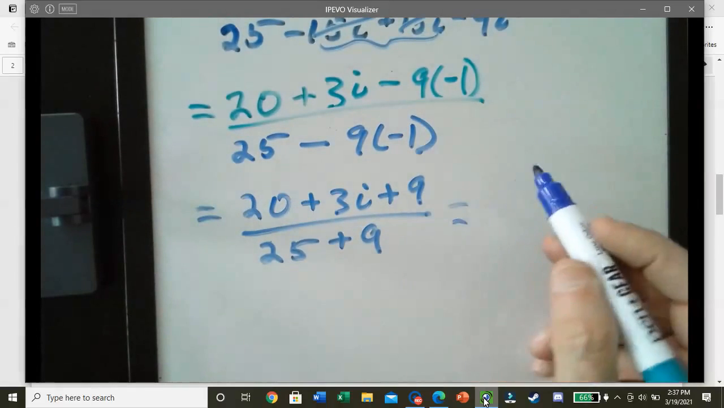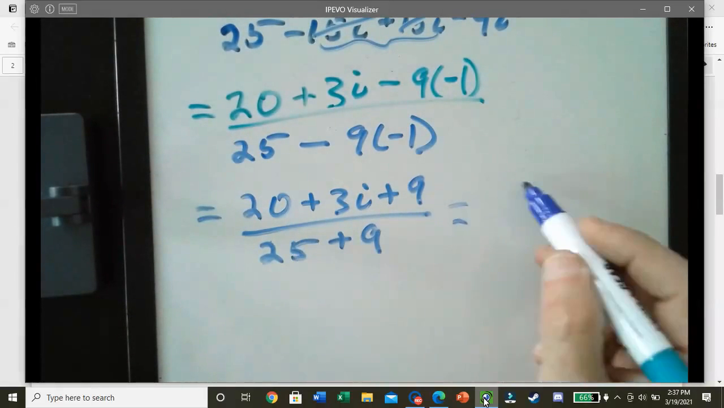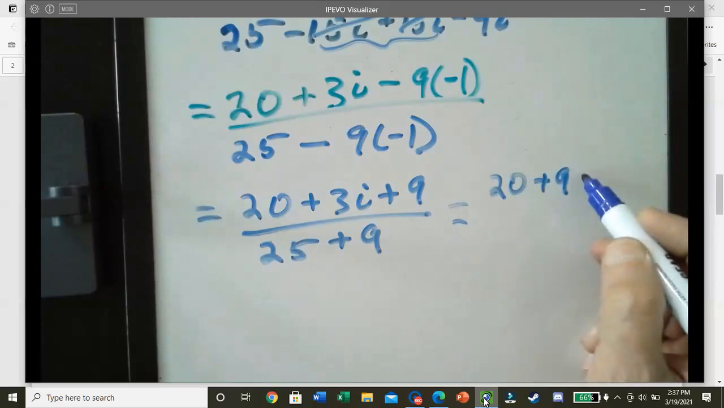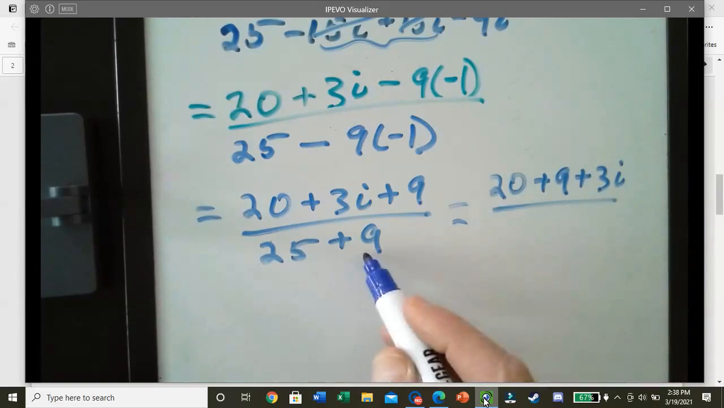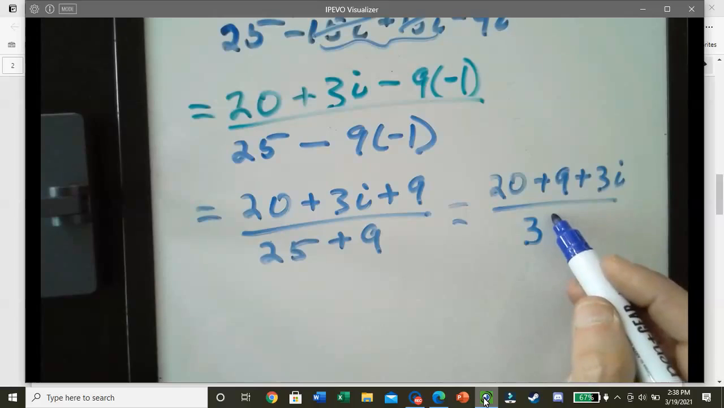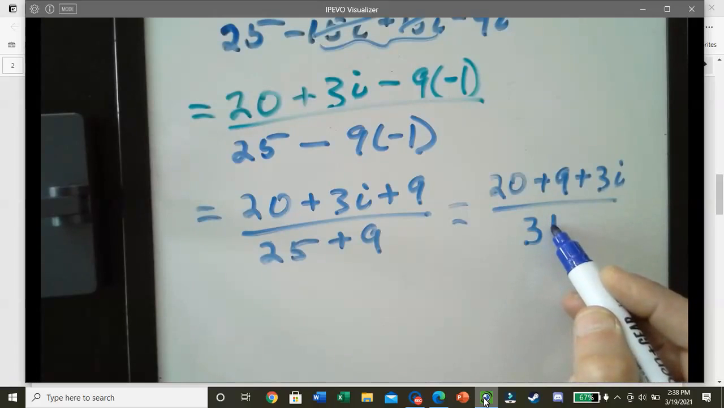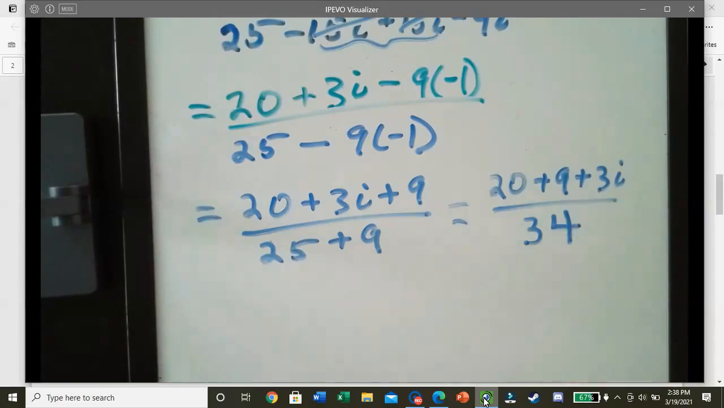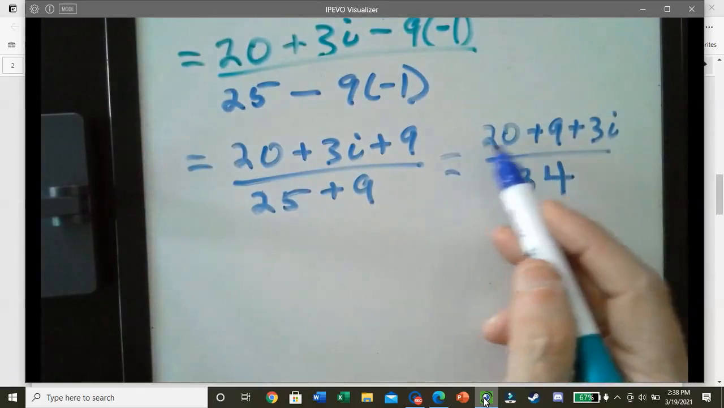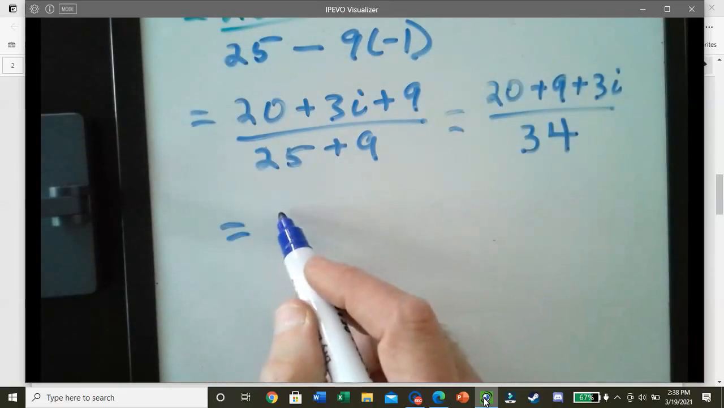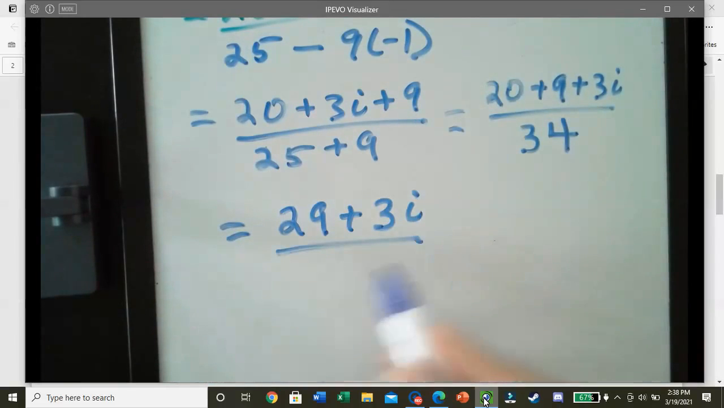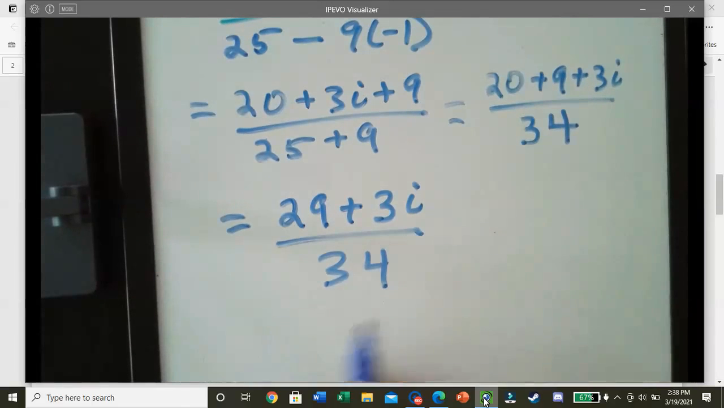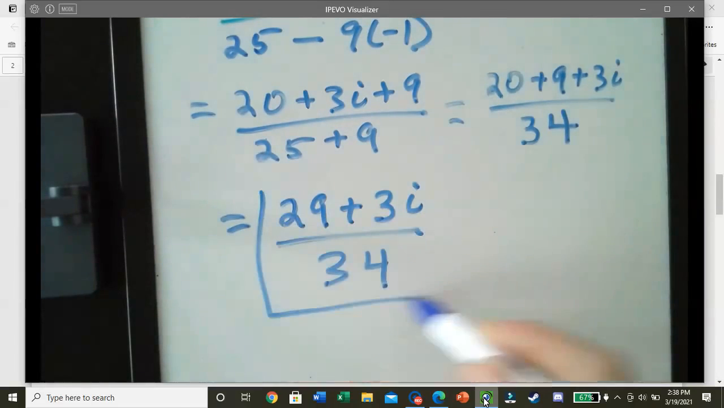All righty, so far so good. So we got to combine the 20 and the 9, right? The two real numbers together, the real part together. 25 plus 9, that's going to be a 30 what? 34, right. Good. So 20 plus 9, that's a 29 plus 3i over 34. Since there's nothing to cancel, right? That's our answer.